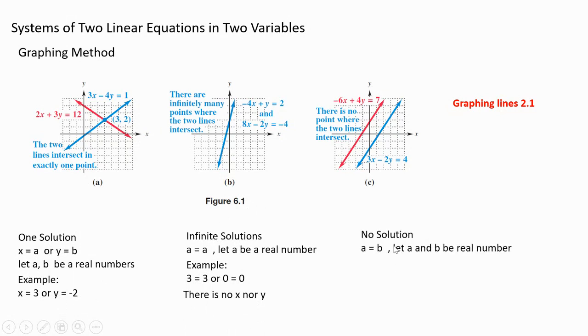Okay? Now the one on C, no solution, will be something like a equals b. Let a and b be real numbers, right? But a equals b, you see these are not equal because 3 equals 4, right? That's not true. So this is an example of no solution. So there's no x or y. Right now, as I go over the examples, you'll be able to know what I'm talking about.